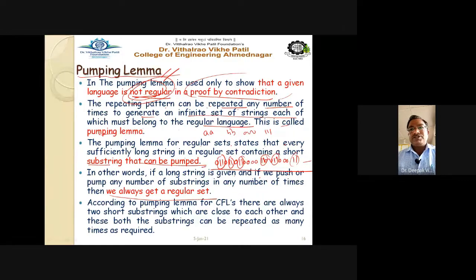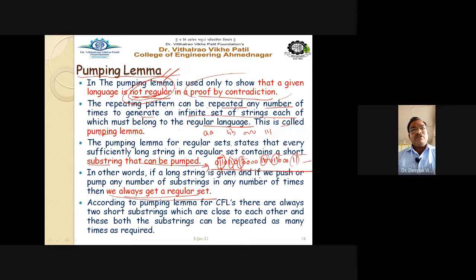So this is the main string, and this is called the first substring, second substring, third substring, and it contains many substrings. So I can push or pump those particular substrings, right? So the pumping lemma says that it contains multiple substrings, and these substrings are also regular. Yes, no doubt, because they are from your regular language. So definitely the substrings also define your regular language, right? And that always gives a regular set.